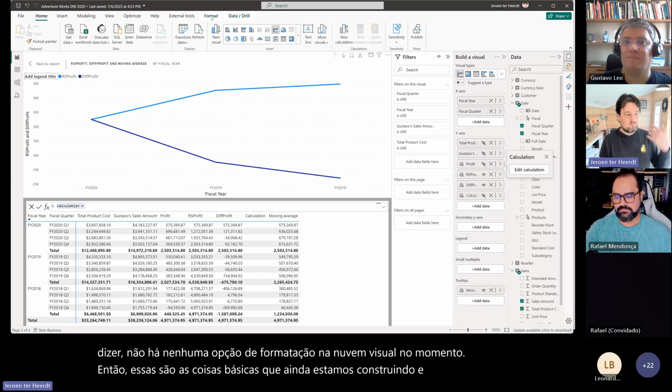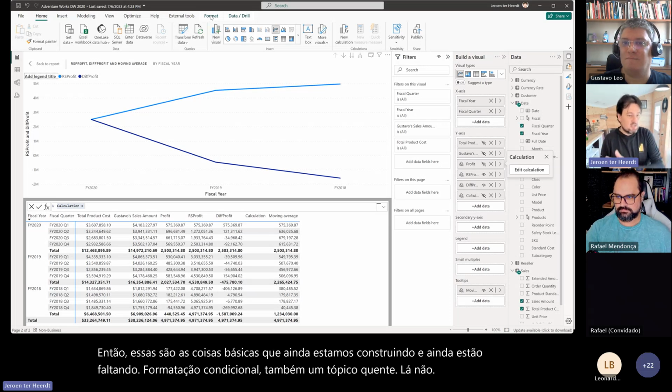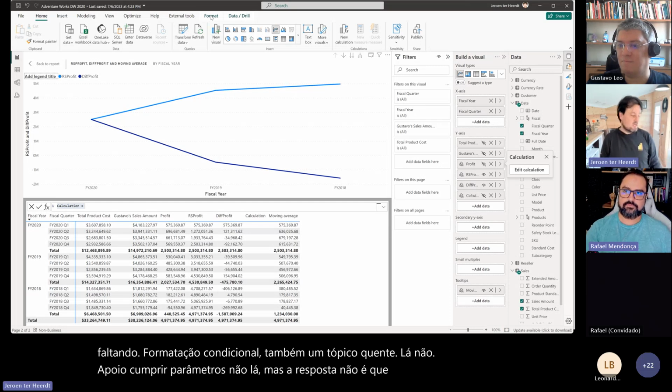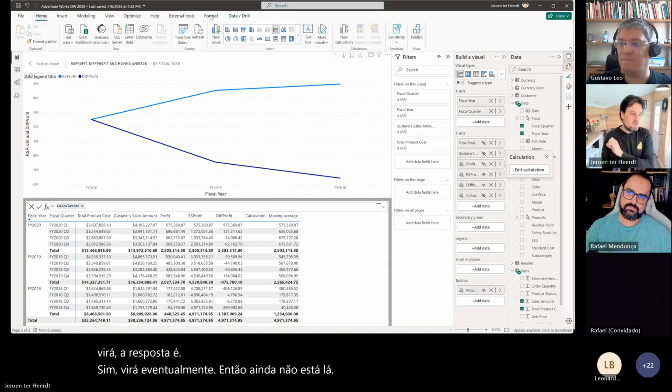Conditional formatting, also a hot topic, not there. Support for field parameters, not there. But the answer is not that it will not come. The answer is, yeah, it will come eventually. So it's not there yet. It is not there right now.